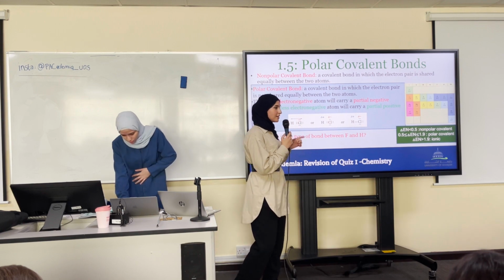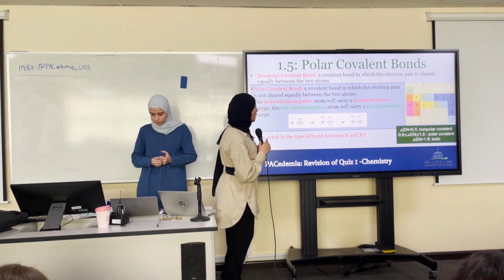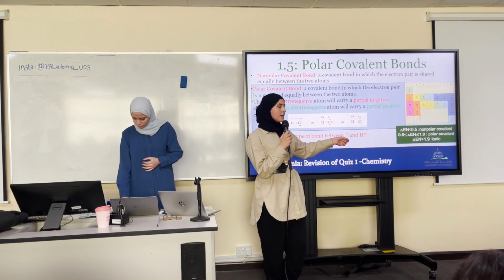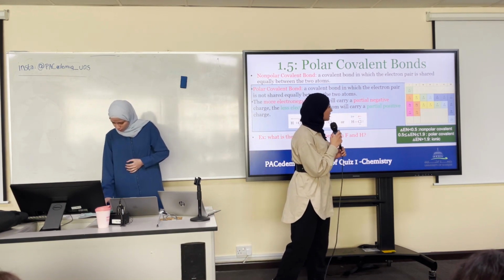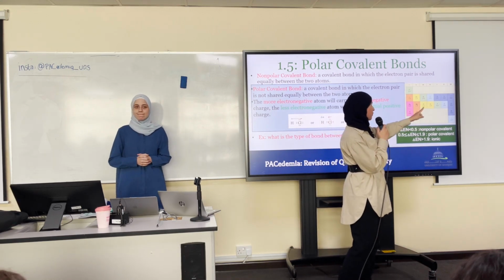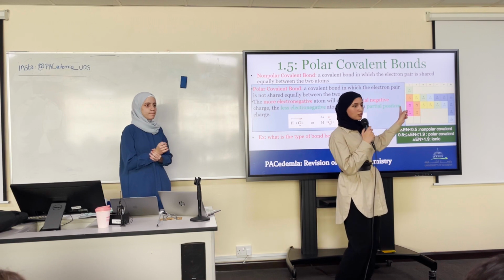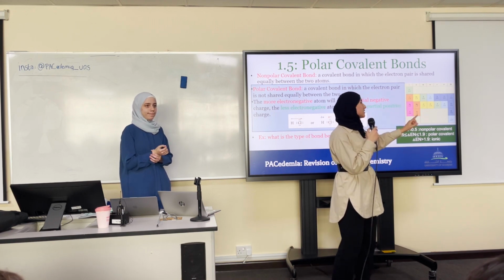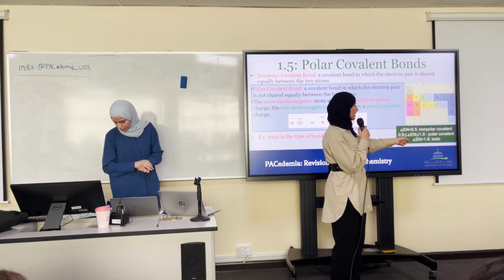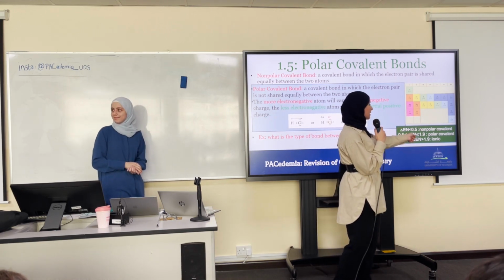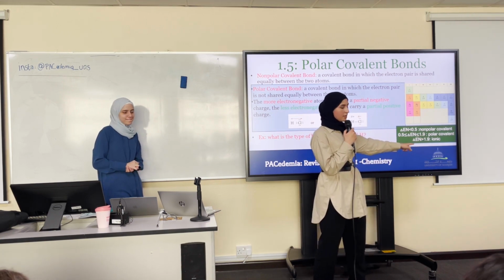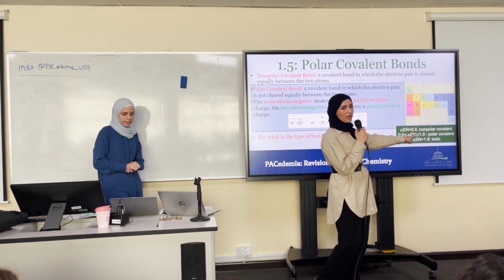You understand? Okay, so what is the type of bond between F and H? Polar covalent. Yes, exactly. For F the electronegativity is 4. H is 2.2. So what do we do? We subtract. Yes, 4 minus 2.2, which gives 1.8. And as you can see, 1.8 is a polar covalent bond, because it's between 0.5 and 1.9.